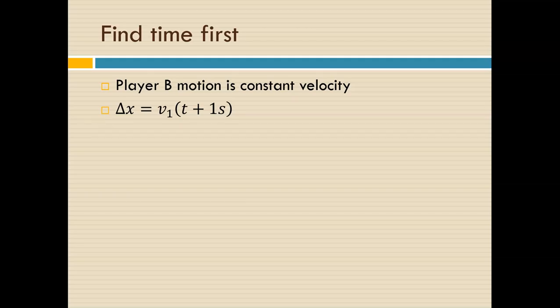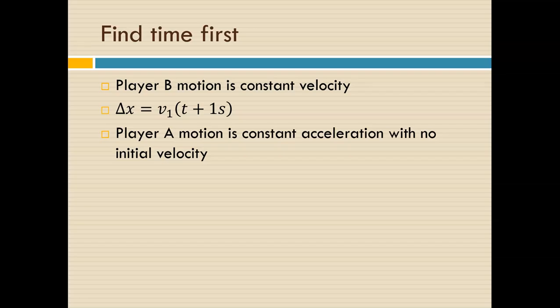Okay, what about for player A? Player A's motion is constant acceleration with no initial velocity. So the question becomes, which equation do we want to use? We've got 4 equations. Which equation might apply in this case? Let me step back. We know when we have constant acceleration that there are 5 variables. Our 5 variables are distance, delta x, initial velocity v0, final velocity v, acceleration, and time.